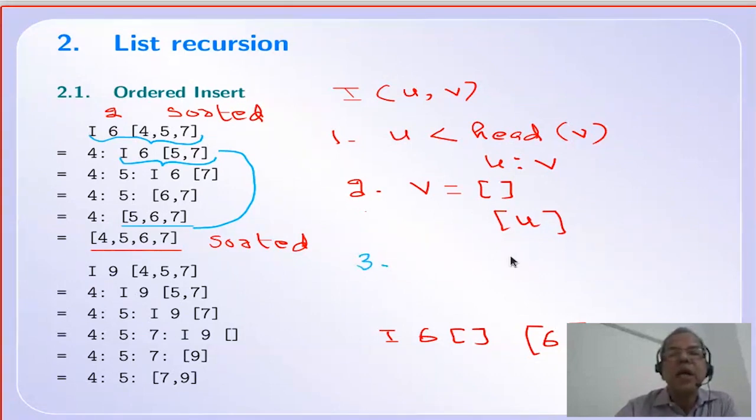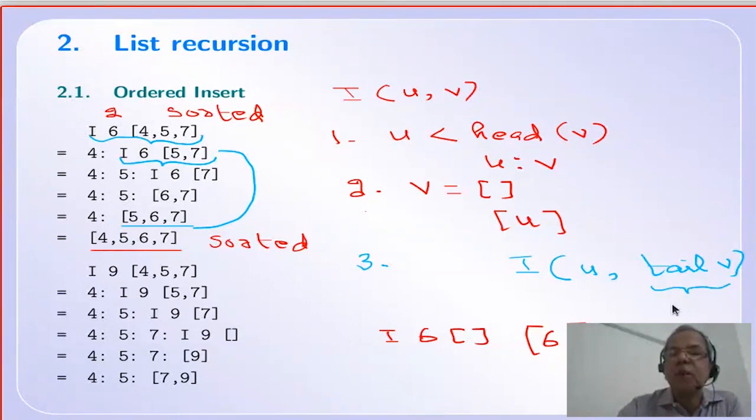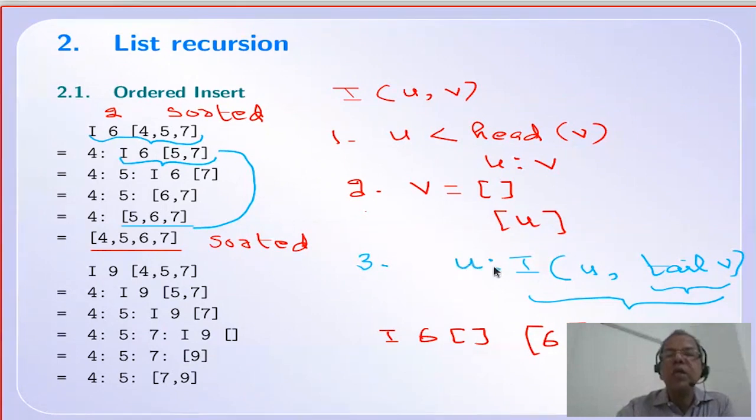And therefore, I can write the recursive case as: I had to insert U into the tail of V. The tail of V is the sub-problem or sub-instance or smaller input. And this is the solution. To this solution, to construct the solution to the problem, all I have to do is prepend the head of V. That's it.